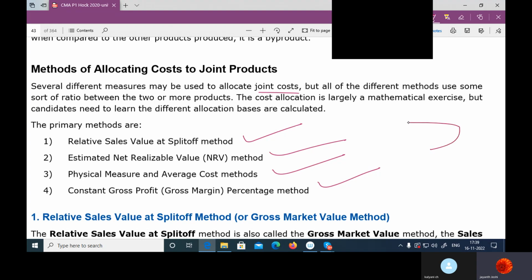See, your joint cost was pre-separation cost. Now you have to divide that cost between your two joint products. Then you will know the cost of those two joint products, which in turn will become an input for the next process. If you want this input into the next process, you want to know the cost of this, correct? Then only we can find out the cost of the next upcoming product. All of the different methods use some sort of ratio between the two or more products. The cost allocation is largely mathematical. We have to do the calculations for this.